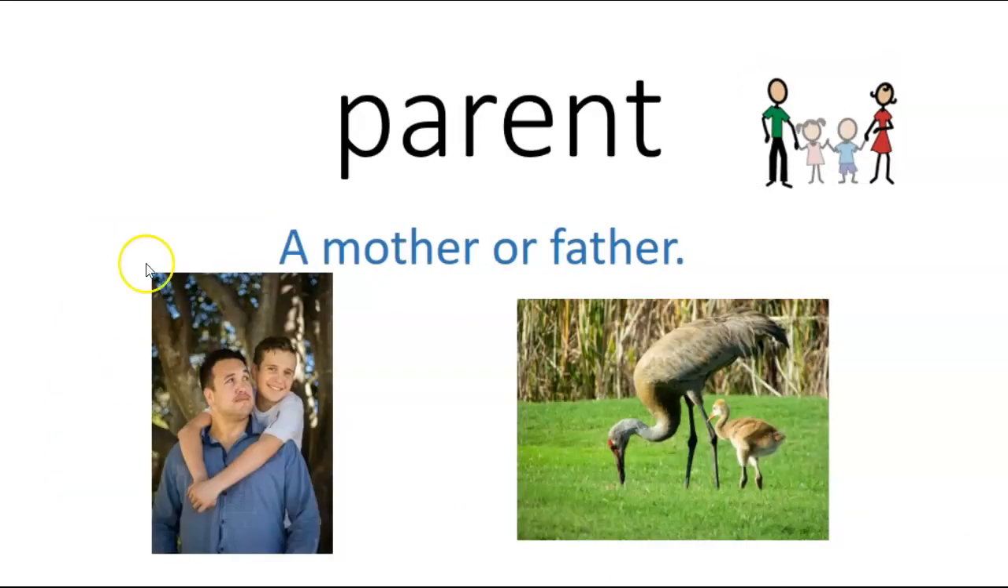Right, our next vocabulary word is parent. Of course, our parent is our mother or father. So here's a father or a dad. And this sandhill crane is the parent or the mom to this baby sandhill crane. See if you can say parent out loud, or write it, type it, or touch it. Parent.